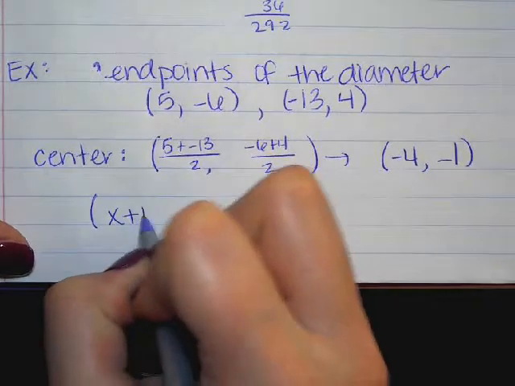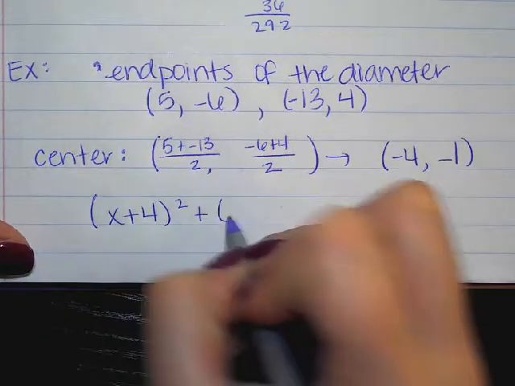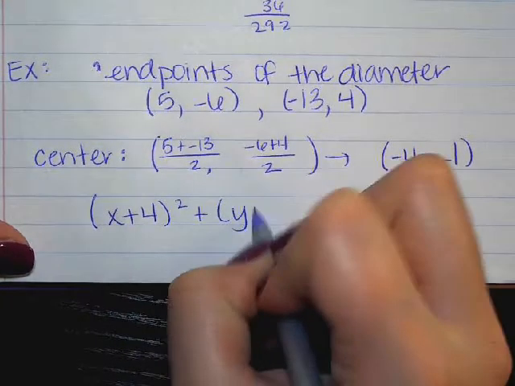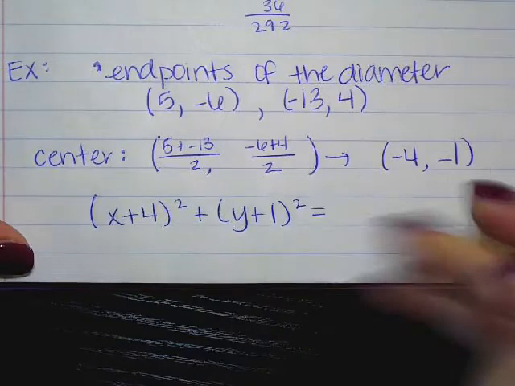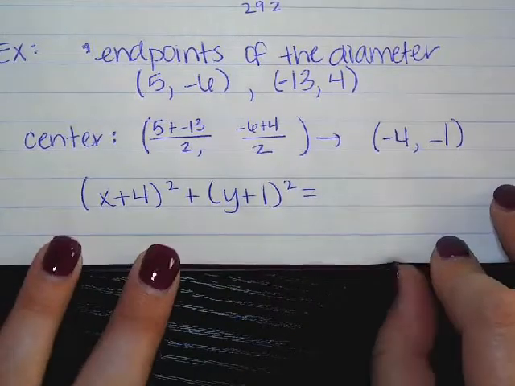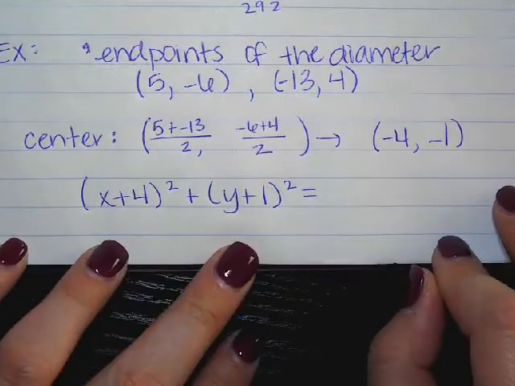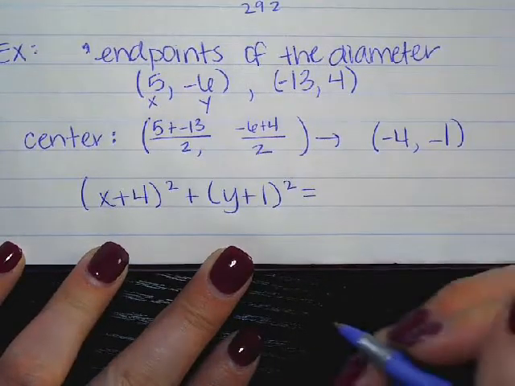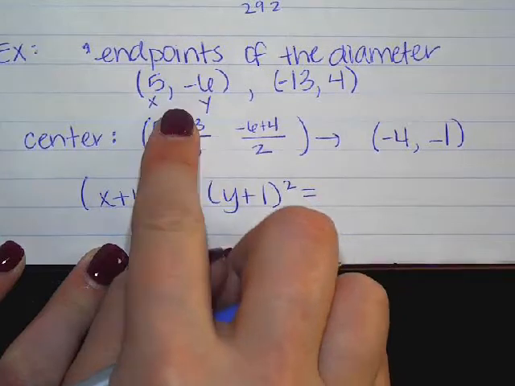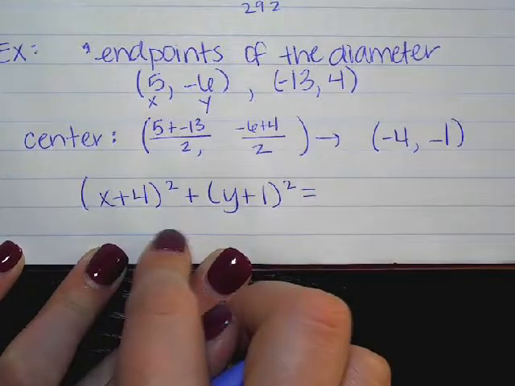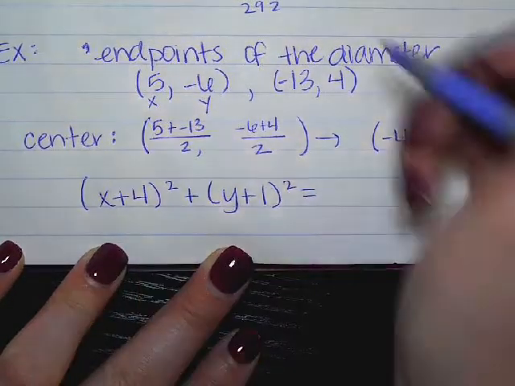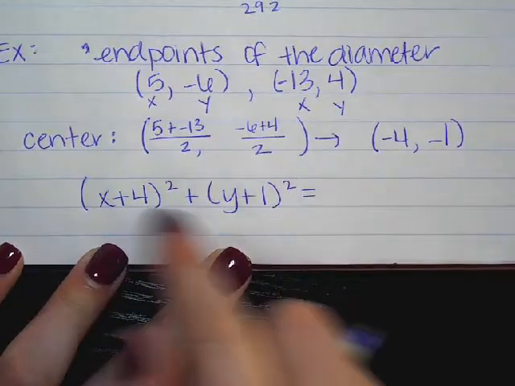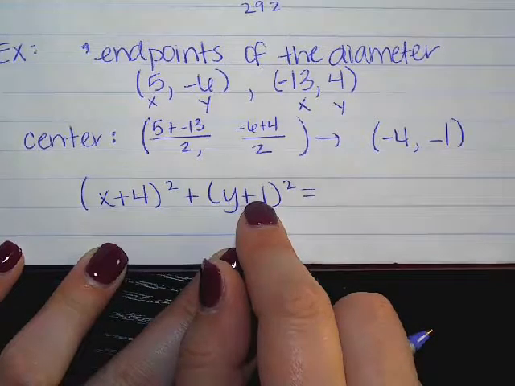X plus 4 squared, y plus 1 squared. Now for this one, we have some fun options because we have an x and a y right here, and we could take that x and that y and plug them in for x and y. Or we have an x and a y right here, and we could take this x and y and plug them in. Would those be the same thing?